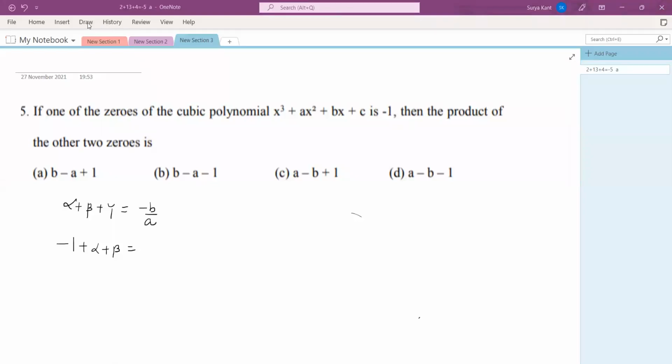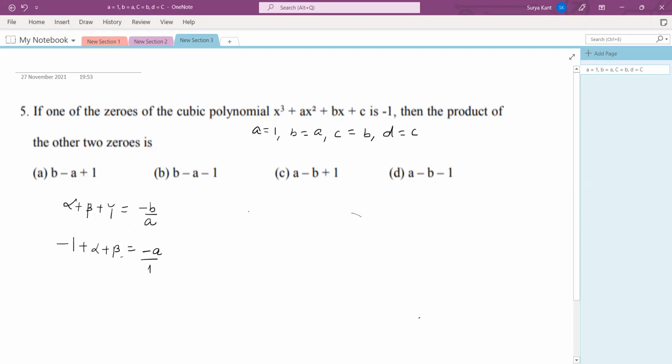Answer now. So here we get alpha plus beta equals minus a plus 1 from the next step. We'll get here minus b is minus a by 1. I'll write here first: a is equal to 1, b is equal to a, c is equal to b, and d is equal to c, right?